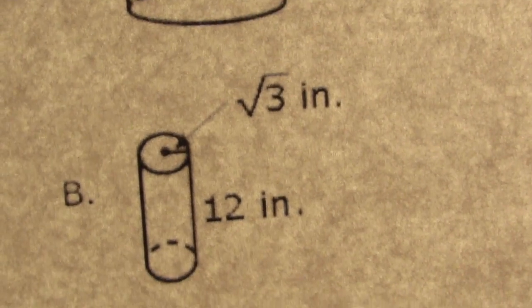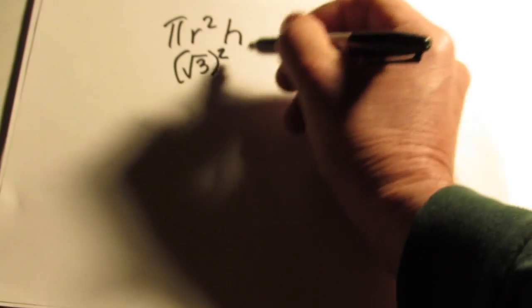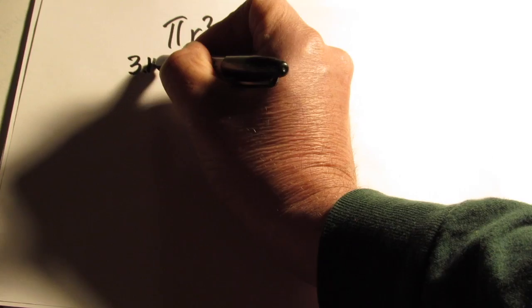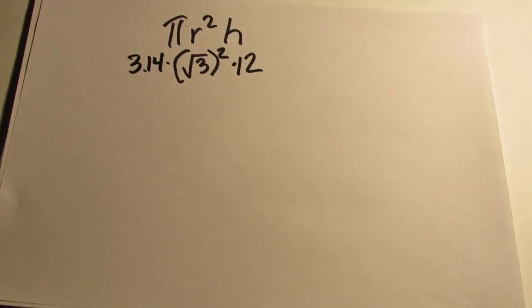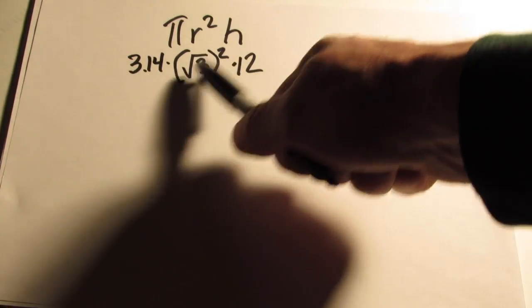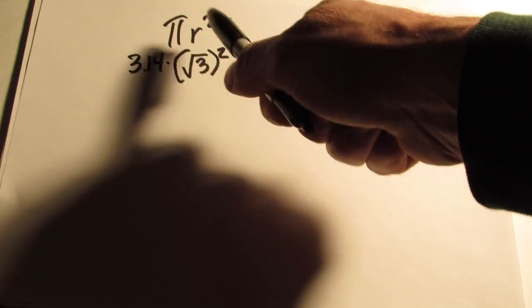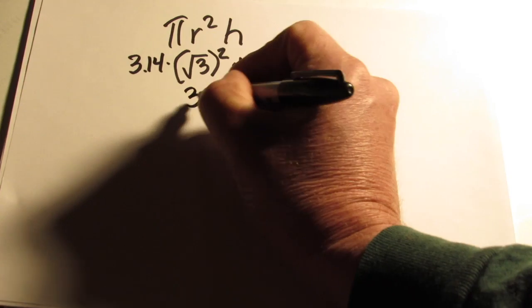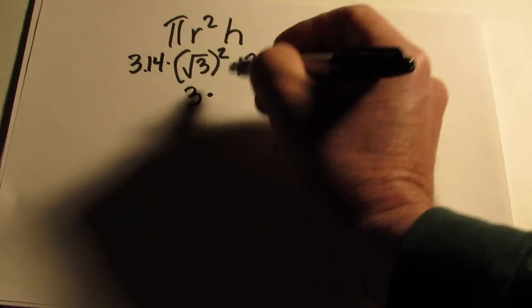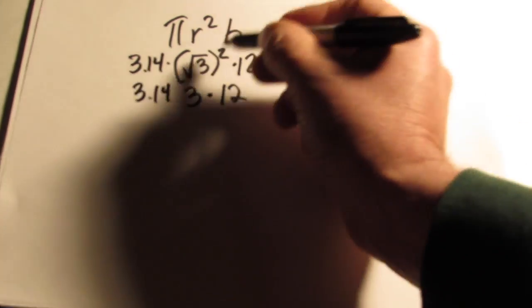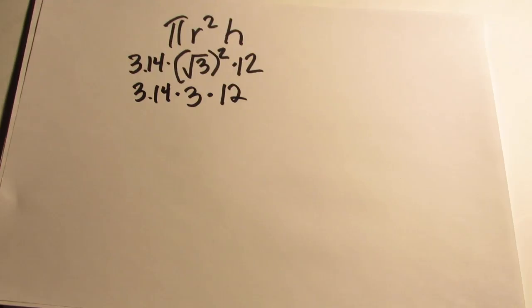So the radius was the square root of 3. That's a simple thing to do. And our height, again, is 12, so for our h, we'll put in 12. And for pi, we'll put in 3.14. Like always, we do our exponent first. As we've learned, when a number is inside a radical and you square it, it simply becomes that number. So the square root of 3 times the square root of 3 becomes 3.